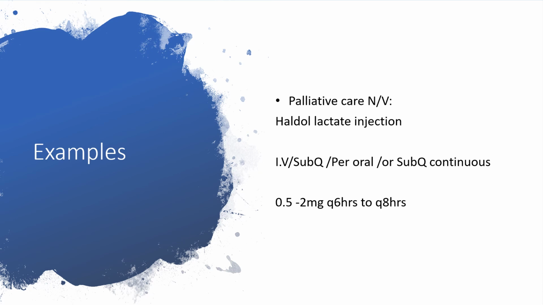Still on examples of where we can use Haldol. If this is palliative care and you are dealing with nausea and vomiting, you can use Haldol lactate injection. And you can give this through different routes, like intravenous route, but be careful. You can give it subcutaneously. You may choose the oral route, or you can give it as subcutaneous continuous. You can choose the dose from 0.5 milligram to 2 milligram, and you can repeat this every 6 hours, or you extend the interval to every 8 hours.